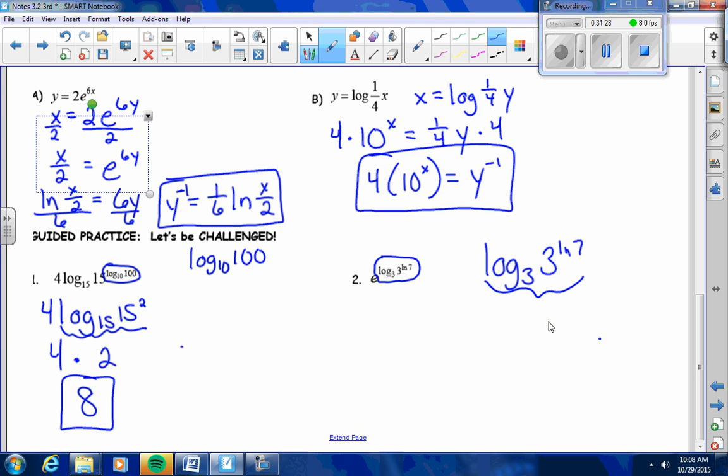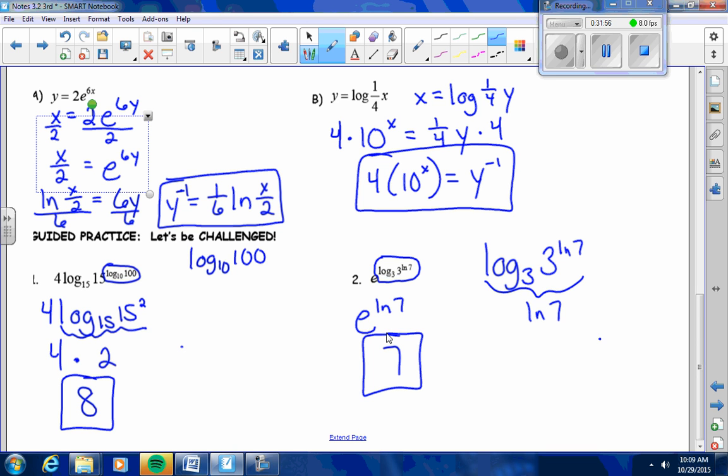Natural log of 7. Whatever the exponent is of that 3, that's what all of that equals. So now I have e raised to that power, natural log of 7. E raised to the natural log of 7 should equal what? 7. I got 7.